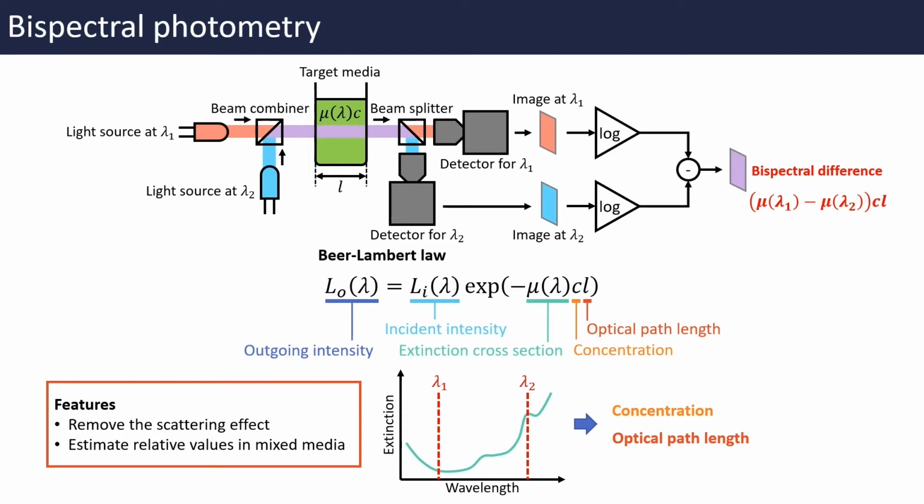Features versus the conventional method are that it can remove scattering effect and estimate relative values even in a mixture of media. The wavelengths need to be selected so that the difference in extinction cross-section of the target between the wavelengths is as large as possible.